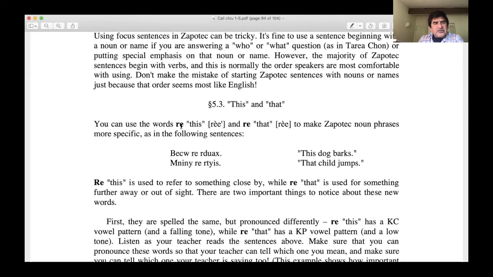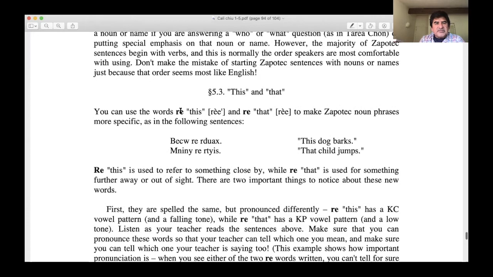So just to remind you, this is pronounced re, R-check, E-check, and re, that, is R-E creek, a plain E, okay? So one more time, this, re. I hope that you can practice that with me one more time. Re, re, re. All right.